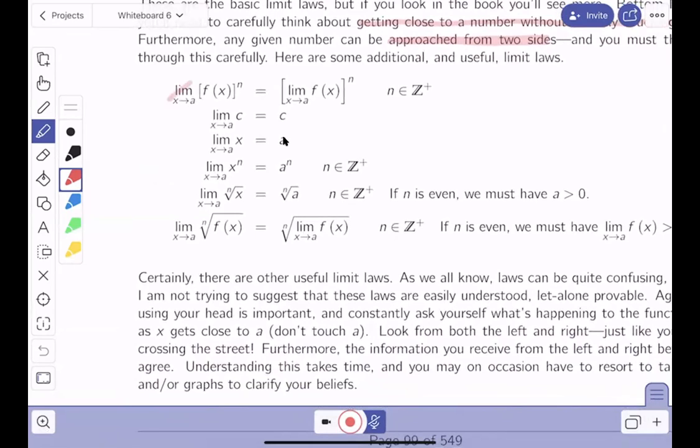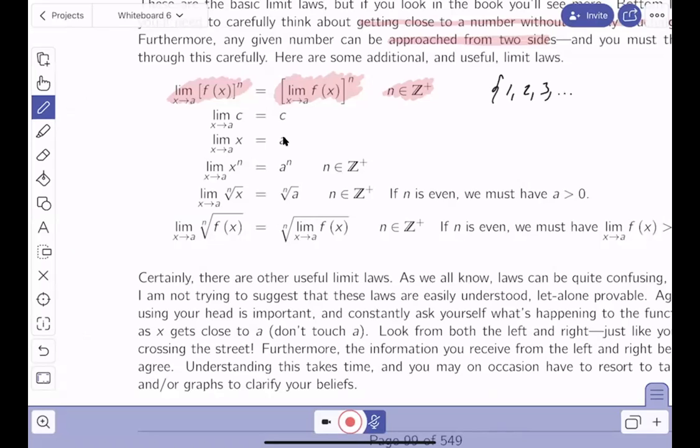What are we doing over here? Well, we're going to take that function now raised to a power. What are they saying? You can look at the limit of the function f and then raise it to the power, provided the n is a positive integer. Now, what does that mean? Well, let me write down what the set of n would be. If n's a positive integer, like 1, maybe I should write that down. So like 1, 2, 3, and so on.